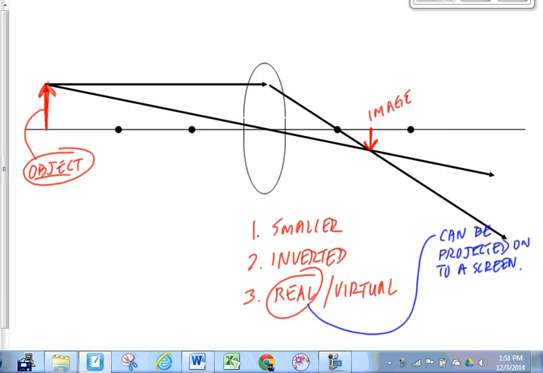That's a real image. If you look at a magnifying glass, you can't project the image of a newsprint that you're trying to look at onto a piece of paper. You can't project it. You have to look through the lens to see it. That's a virtual image. If you can project it onto a screen, it's real. If you can't, it's virtual.